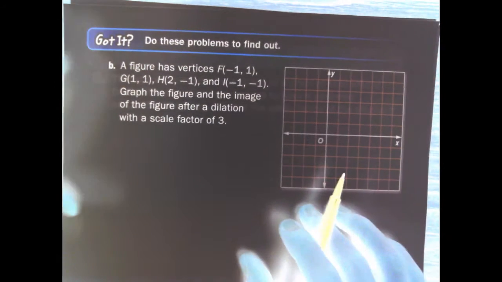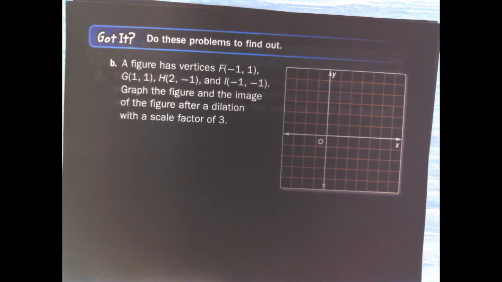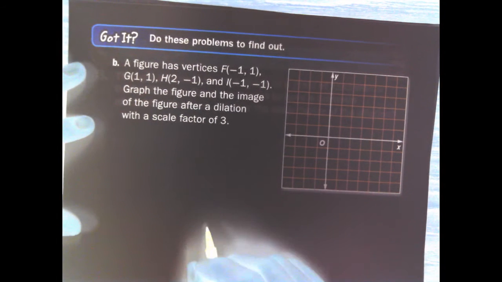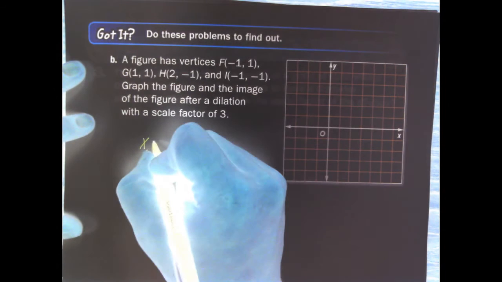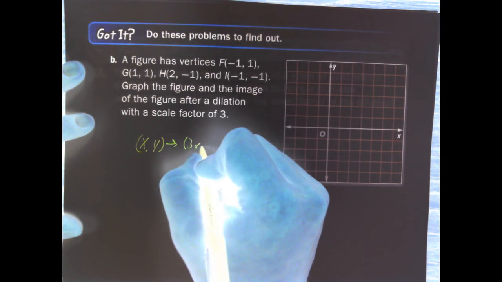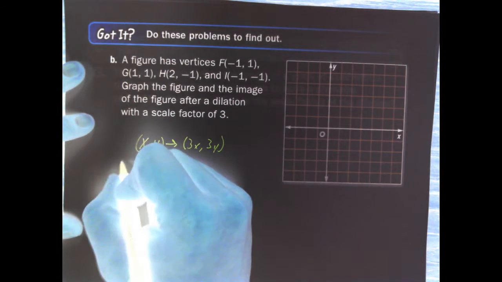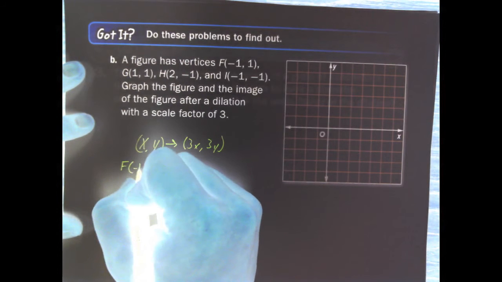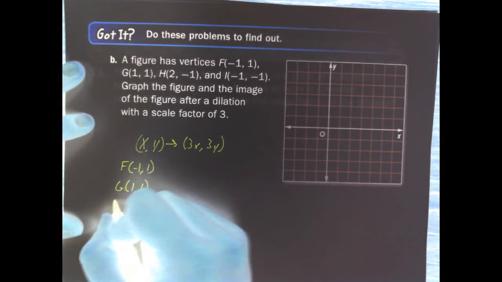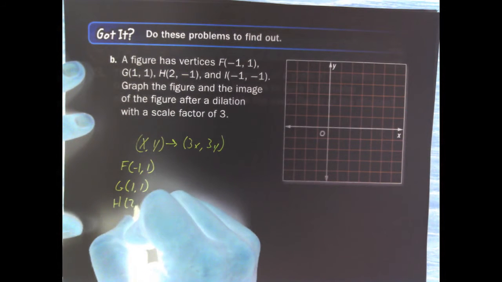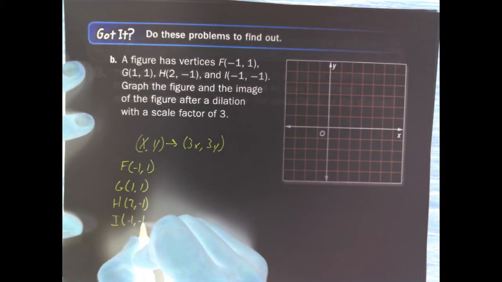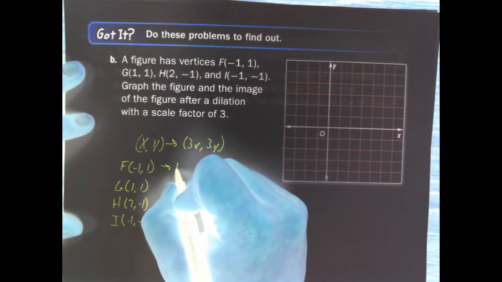So here we go, trying B. We have a scale factor of 3. Before I graph either one of them, I'm just going to go through the transformation. (x, y) turns into (3x, 3y). So I have F, which is (-1, 1). G, which is (1, 1). H, which is (2, -1). And I, which is (-1, -1). So now I'm going to multiply all those by 3.